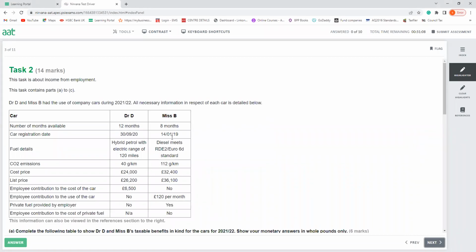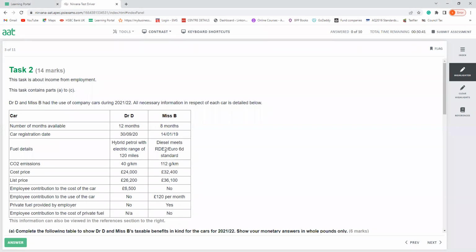The next one we have is the car benefit question. If you look, this question says this task is about income from employment. This task contains parts A to C. So you have Dr. D and Ms. B who had the use of a company car during 2021/22. All necessary information in respect of each car is detailed below. So we have two cars.